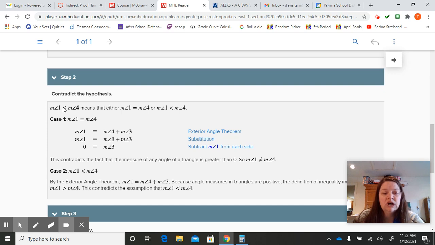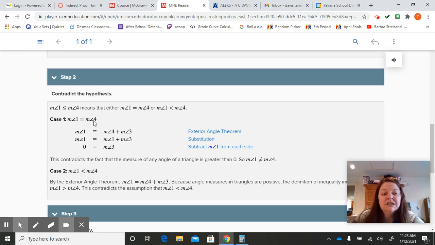The measure of angle 1 less than or equal to the measure of angle 4 means that either the measure of angle 1 is equal to the measure of angle 4, or the measure of angle 1 is less than the measure of angle 4. First, we look at the measure of angle 1 being equal to the measure of angle 4. What that means is the measure of angle 1 equals the measure of angle 4 plus the measure of angle 3, which is our exterior angle theorem. We know that has to be true.